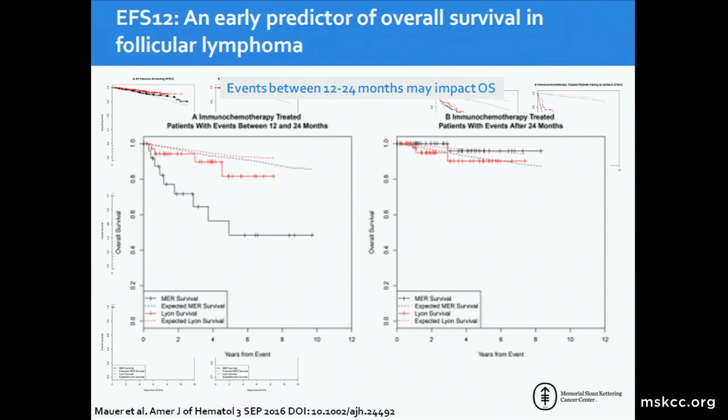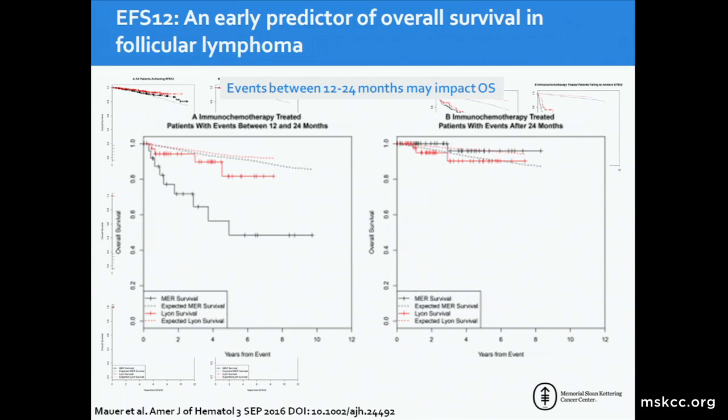Now, in LymphaCare, we said it was 24 months. The Mayo Clinic data is suggesting that 12 months is important. Well, we're both right, because we use different measures. If you want to ask, how do you correct back to the general population, EFS 12 is an adequate endpoint. However, in the Mayo Clinic data, there are critical events between 12 and 24 months that result in poor outcomes for patients.